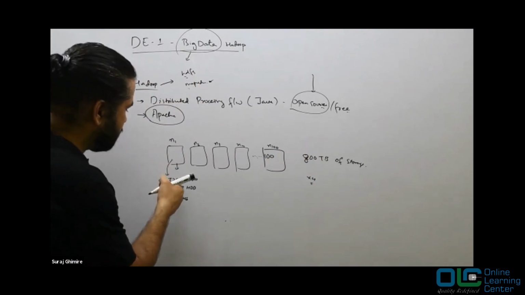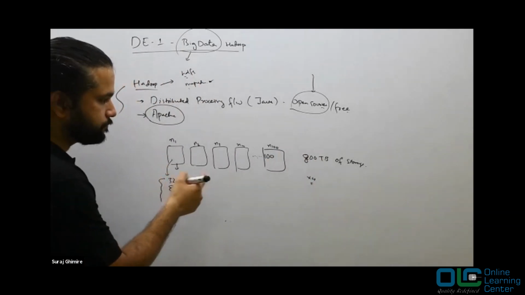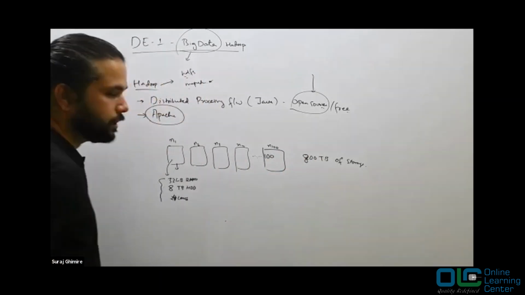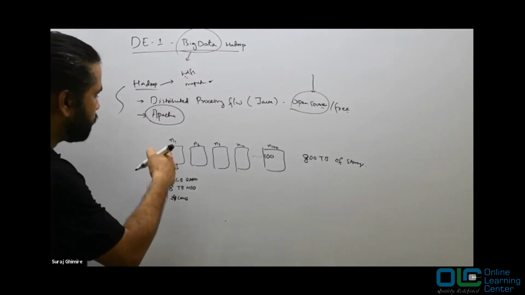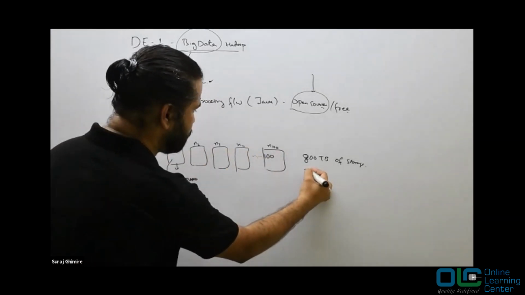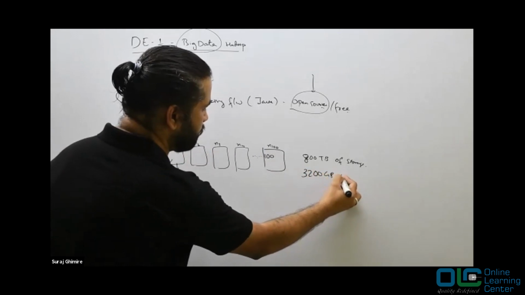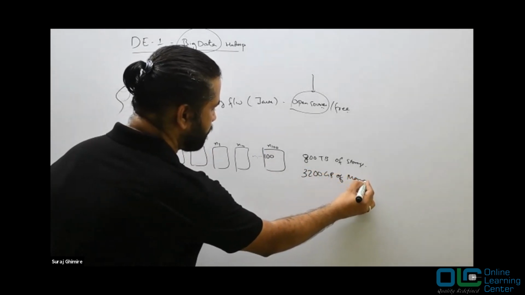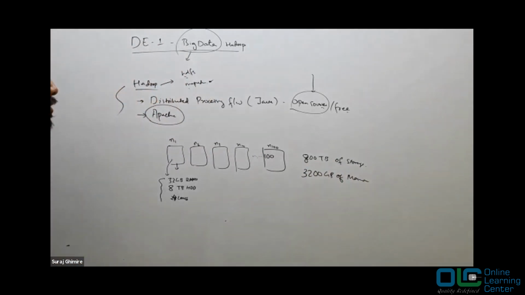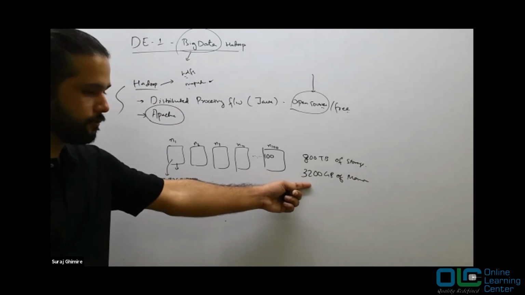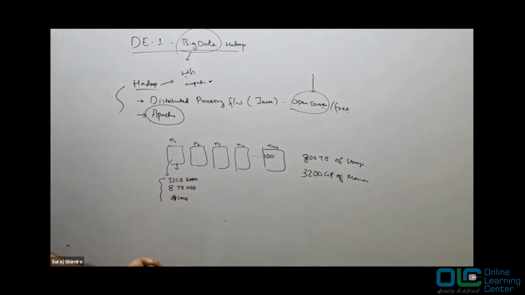Now similarly, let's say 32 GB of RAM on each node. So altogether, with 100 nodes, I have 3200 GB of memory. Now similarly you may have a requirement where you say, no, this is not even sufficient for me, I want more.